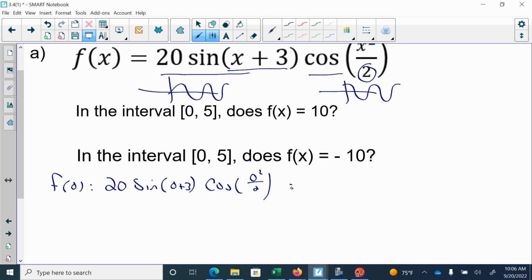So what does this equal? 20 times the sine of 3 times the cosine of 0. Well, the cosine of 0 is 1, I know that. Say that again? 2.8224002. Alright, so then, now I'm going to find f of 5. Why do I keep on putting parentheses in?